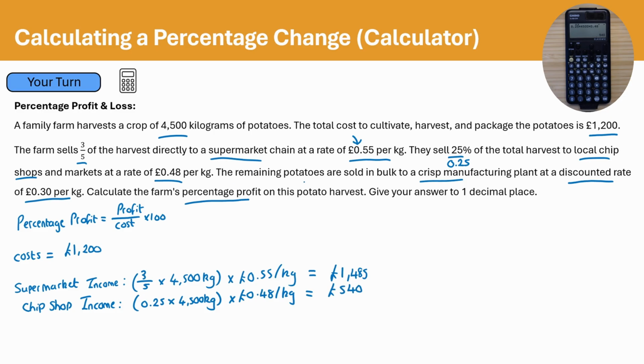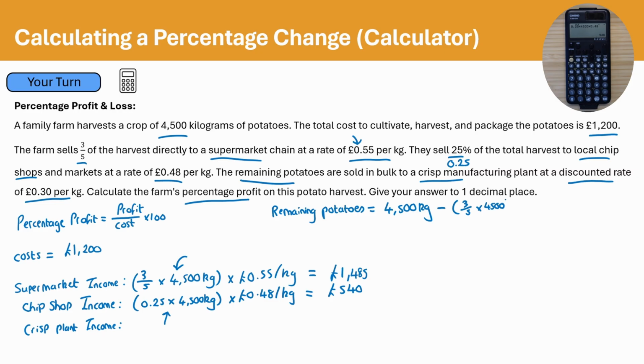And the last source of income, the remaining potatoes are sold in bulk to a crisp manufacturing plant. So that's the remaining potatoes. Now it's worth us working out how much the remaining potatoes are. So we'll say remaining potatoes is equal to, and we don't want to redo all our working out. We've already worked out how many potatoes went to the supermarkets, and we've already worked out how much went to the chip shops. So what I want to do is take the total potatoes, so that's this number, and then take away what has gone to the supermarkets, so that's the 3/5 of the 4,500 and the 25% of the 4,500. So I can just take away both of these.